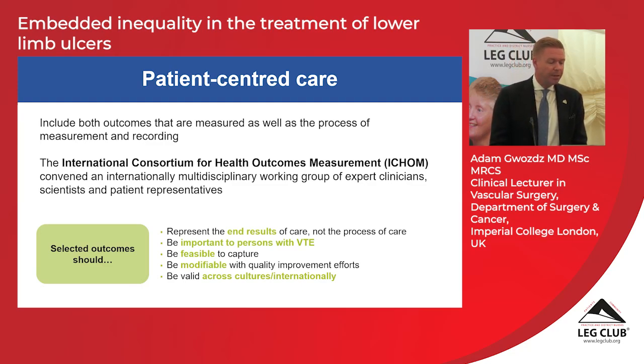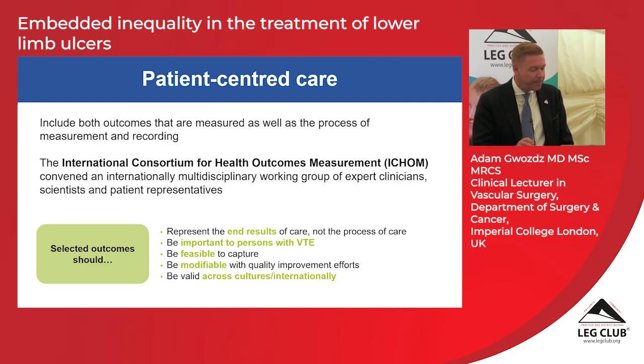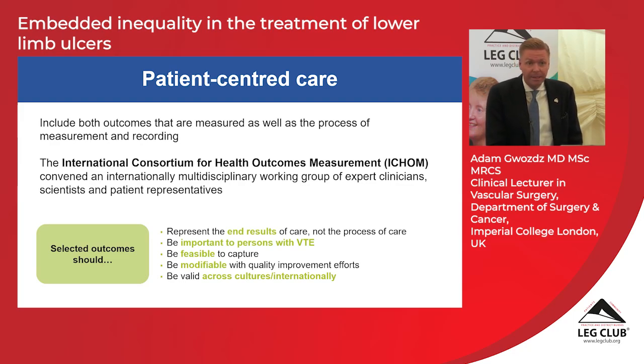But what are patient-centered outcomes? They're outcomes where we need to measure not only the process of measurement, but also its recording. And we need to do this to ensure we've got standardization across the board when we talk about treatment. And so, what are the selected outcomes that we need to include? Well, they need to represent the end results of care. They need to be important to the persons with VTE. And I think that's the most important thing, is we need to constantly remind ourselves what are the things that matter most to patients. They need to be feasible to capture.